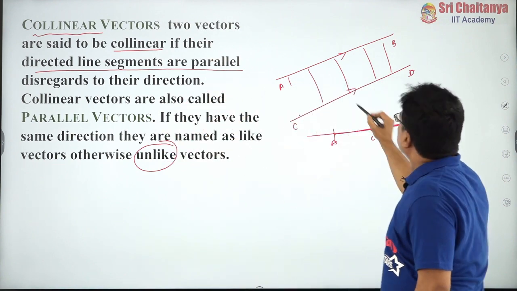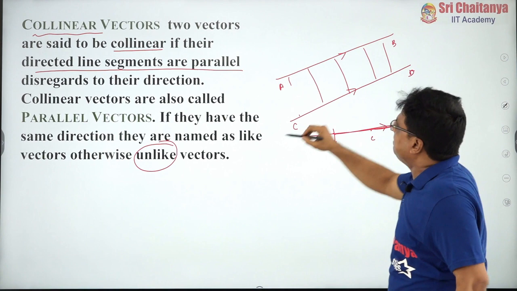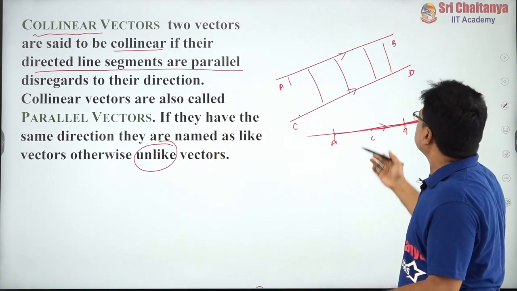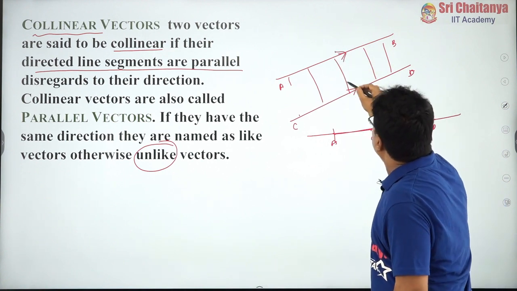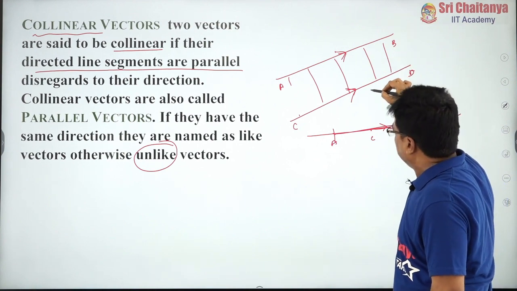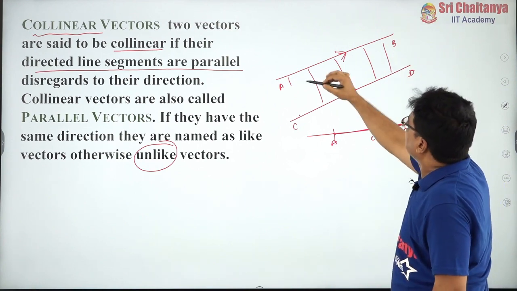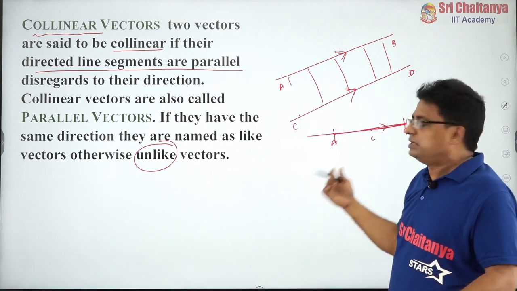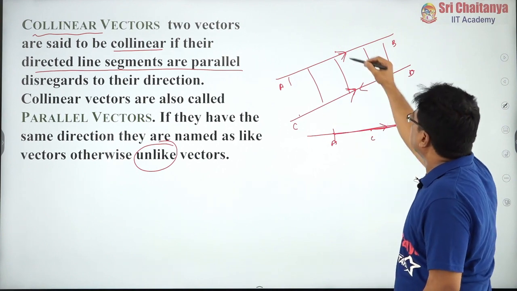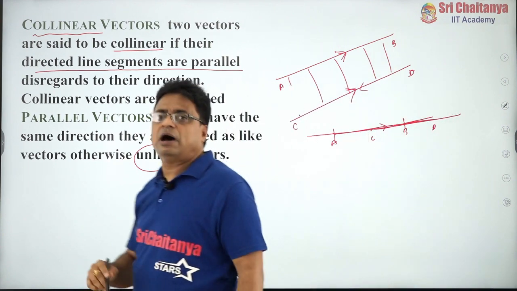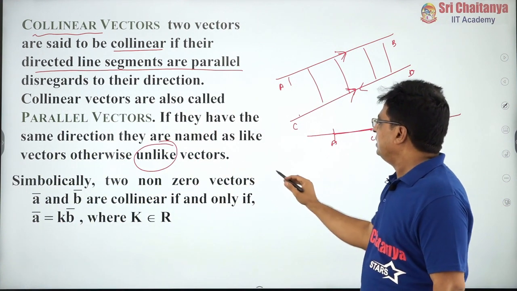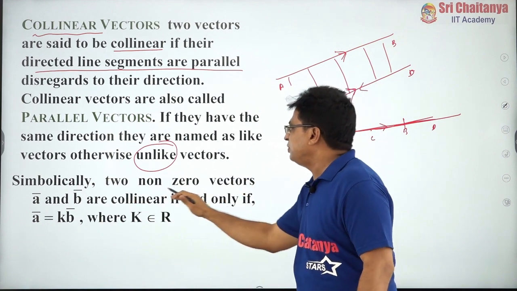Moreover, if the directions of both the vectors are the same, then we can say that the vectors are like vectors. Otherwise, the vectors are unlike vectors. Since the direction of AB is this one and the direction of CD is also like this, therefore AB is parallel, AB is collinear to CD bar, or we can say that AB and CD are like vectors. Sometimes, of course, if suppose the direction of DC is like this, then we can say that the vectors are unlike vectors.